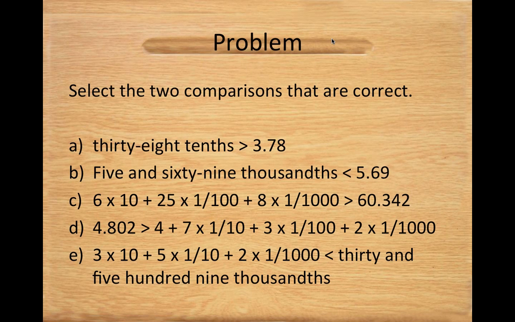The language, the connection between it with the kinesthetic, with your manipulatives, being able to use your base 10 blocks, being able to write it into words. So that's all an important piece here. So if we look at this, we have 60 plus 25 hundredths plus 8 thousandths. So that would give me 60 plus 258 thousandths. That's not greater than 60 and 342 thousandths.